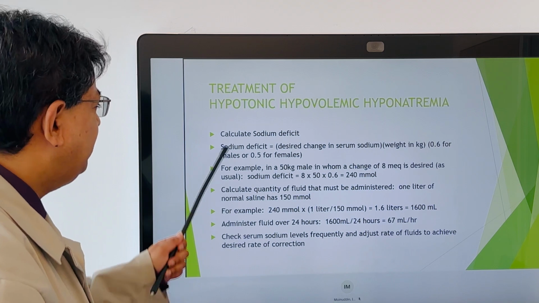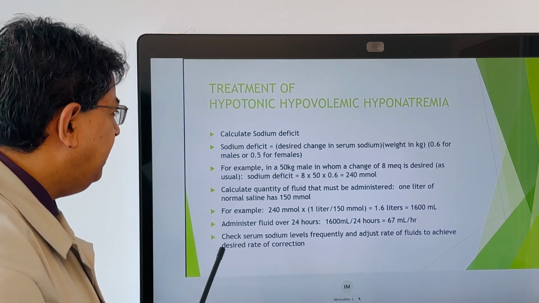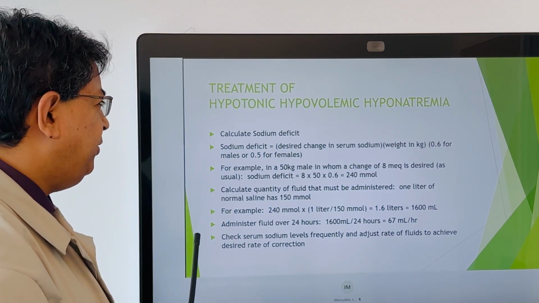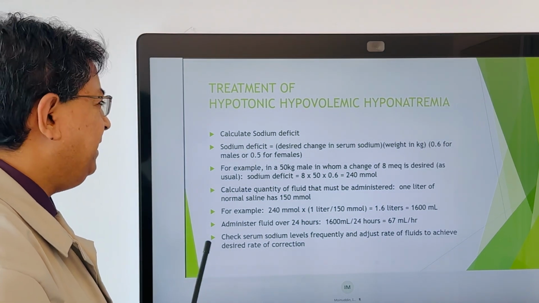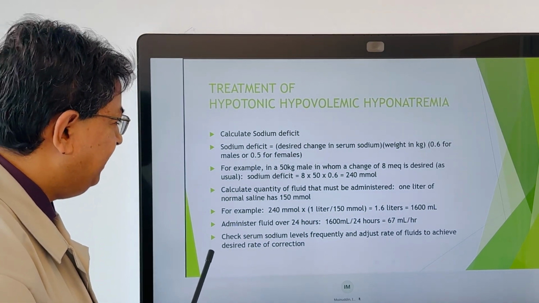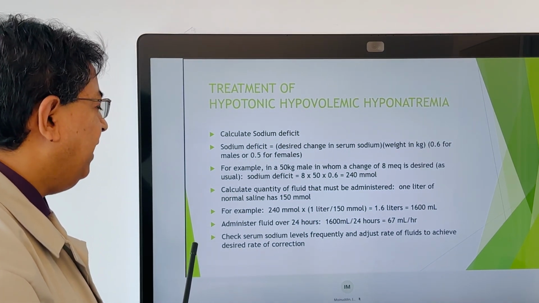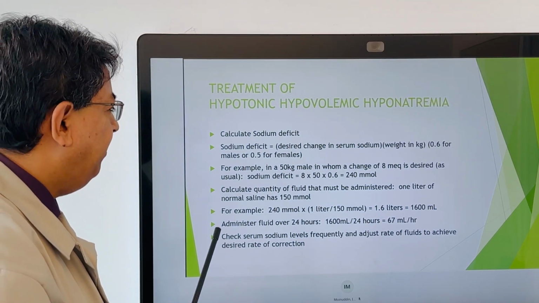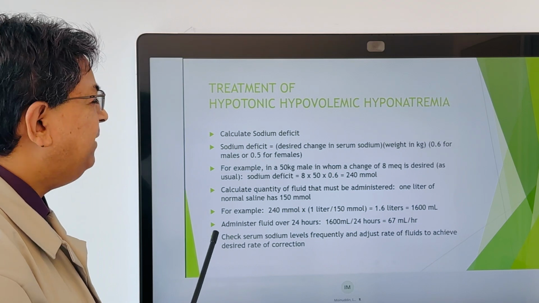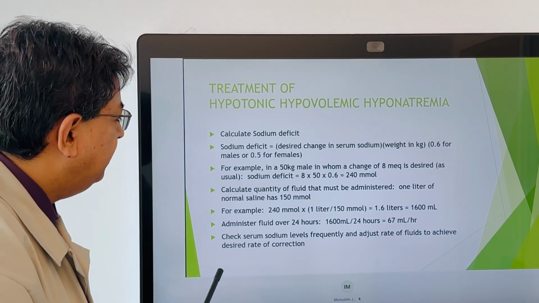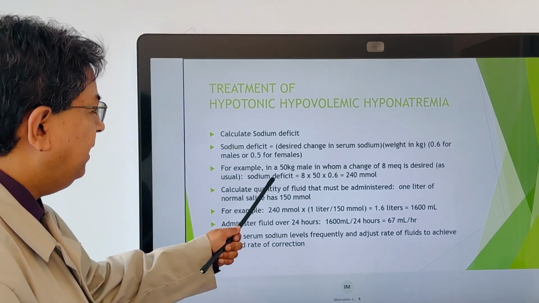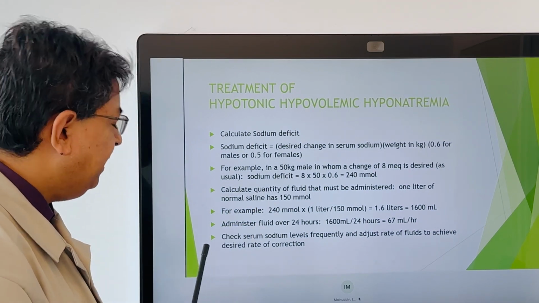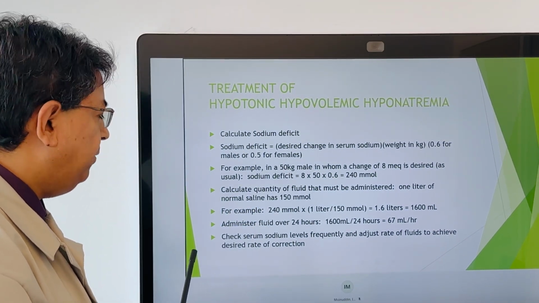To do that, one has to calculate the sodium deficit, which is the desired change in serum sodium times the weight in kilograms times 0.6 if it's a male patient or 0.5 if it's a female patient. For example, in a 50 kilogram male in whom a change of 8 milliequivalents is desired, the sodium deficit is 8 times 50 times 0.6, which is 240 millimoles.